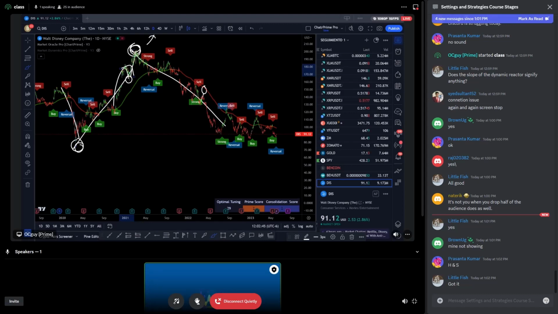Yes, mine is not showing. What's yours not showing? The tick right there? It's part of the trend mode.